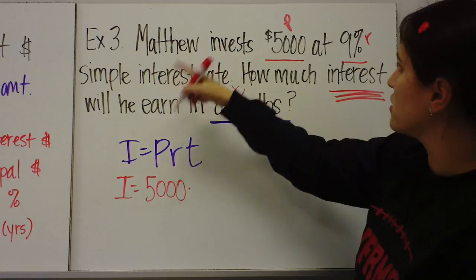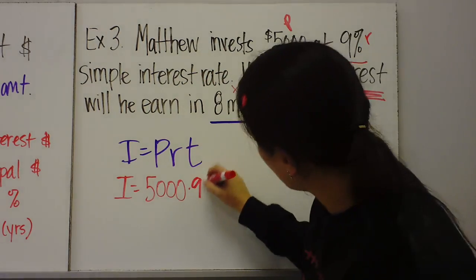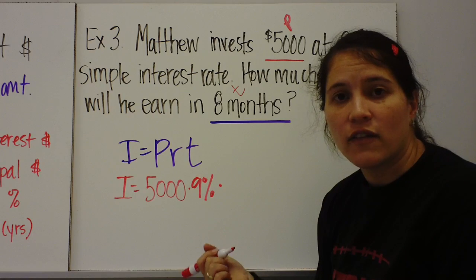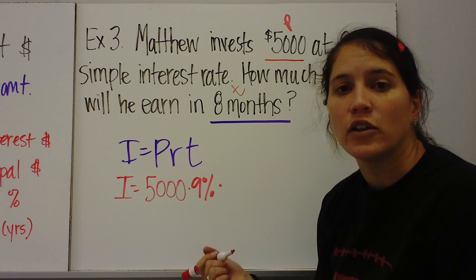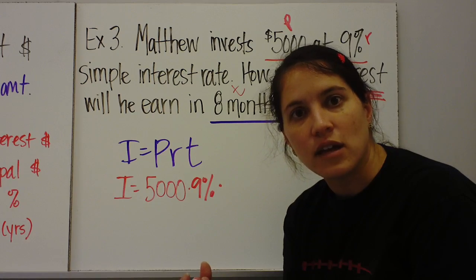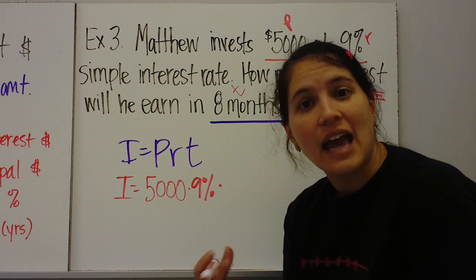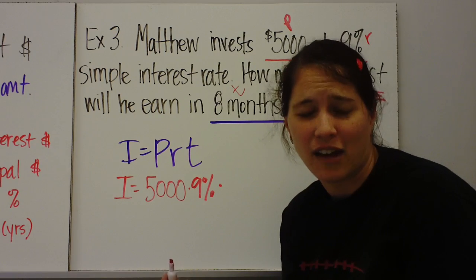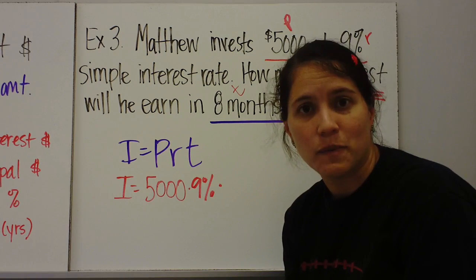Our interest rate is 9%. And our time. If you go back and look at the very first slide, the time has to be in years. So my question to you is, how do we write 8 months in years? Is 8 months even 1 year? No, so we can't just put 8 because that would be 8 years. So we need to make a fraction.